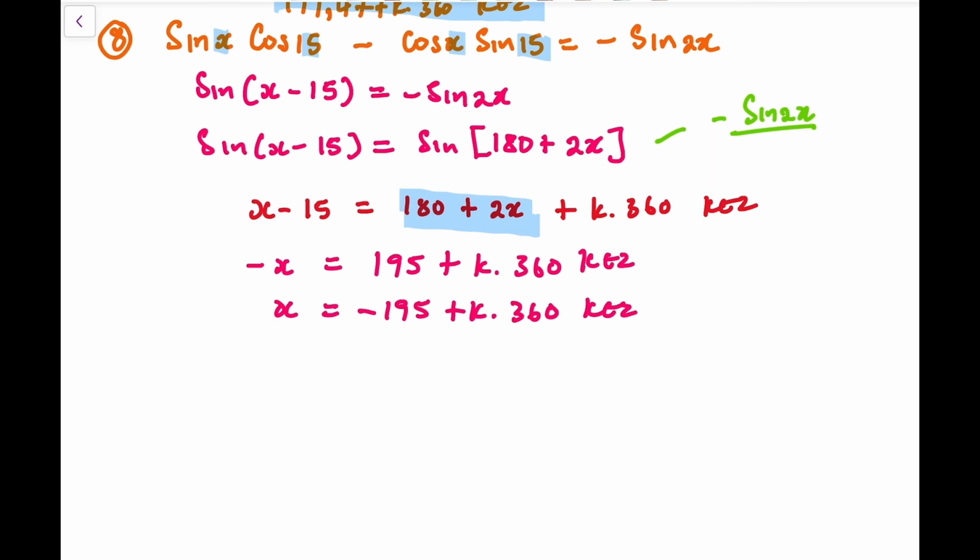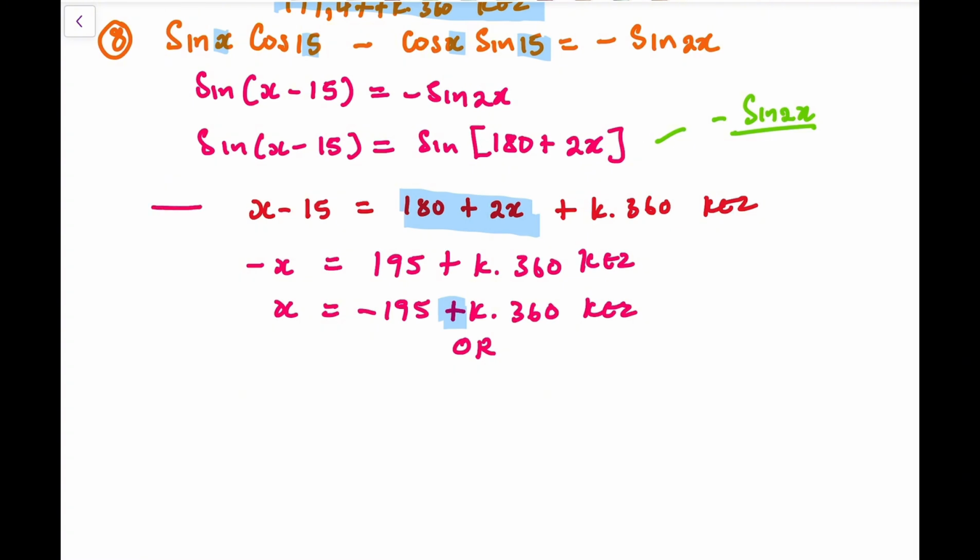So if you have noticed here, I did not change this plus. So you can always keep that plus. Even if you change it, it matters not. So our solution is x is equal to minus 195 plus k multiplied by 360, where k is an element of integers. Remember, we said with sine, because here we are doing general solution for sine, there are two solutions. So you are going to say or.